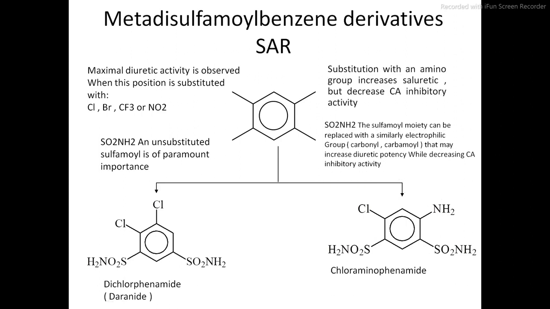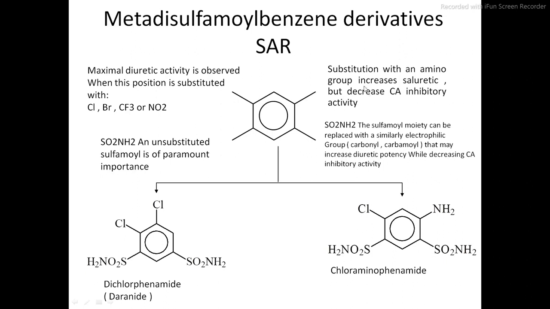And the last point is substitution with an amino group increases saluretic but decreases carbonic anhydrase inhibitory activity. Now, what is the saluretic activity? That is the increased secretion of salt, that is NaCl. So if we substitute this group with an amino group, then it increases the saluretic activity. It means it increases the secretion of salt, but it decreases the carbonic anhydrase inhibitory activity.